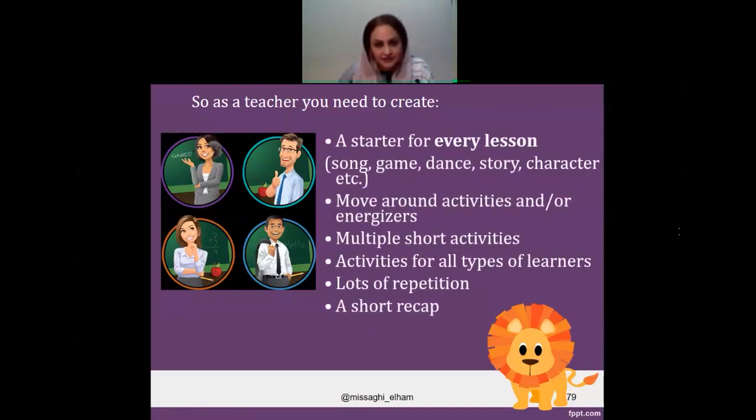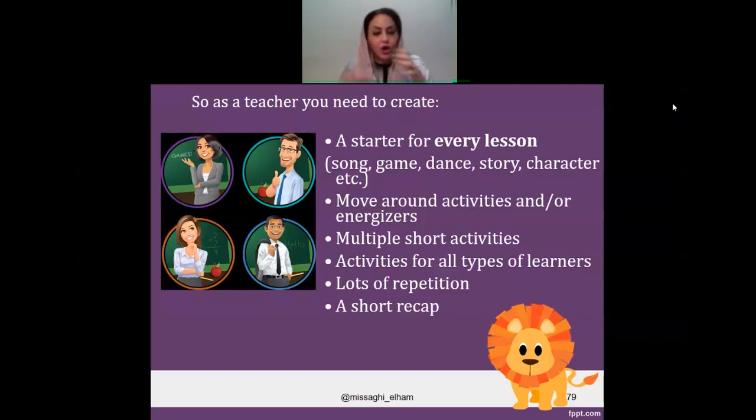Good. So as teachers, you need to create a starter for every lesson. Just from the very beginning, you motivate your students to learn, and it's good to start the class with a very good warm-up, like songs, games, dancing, telling stories. And move-up activities, even in your online classes. I want you to go and bring something yellow. So they go and come back and bring this. I said, this is yellow. Very good. They cannot sit still for 90 minutes. Really, they cannot. So you can give them some move-up activities.